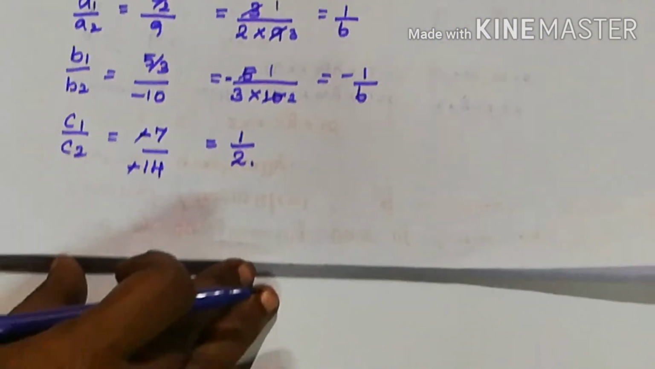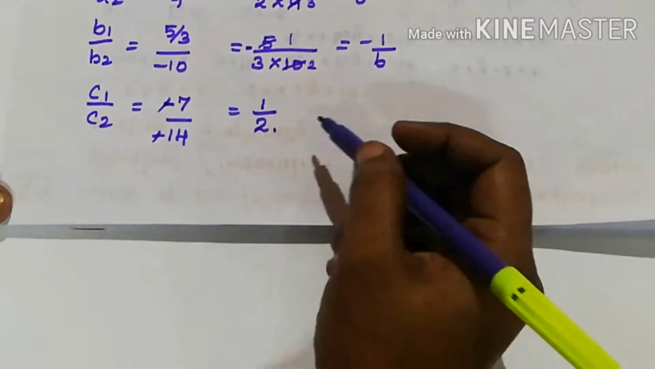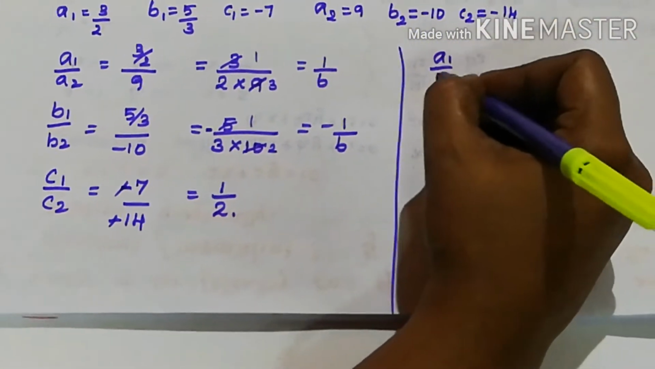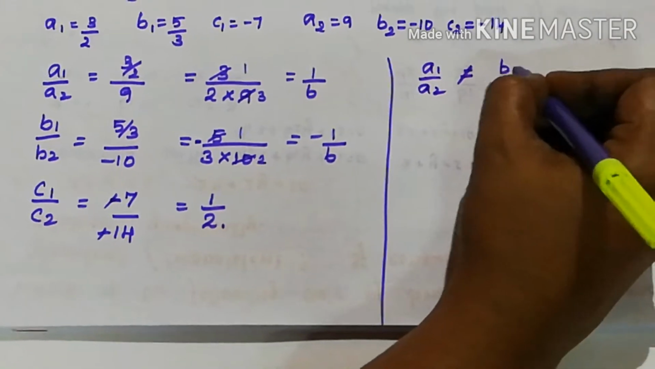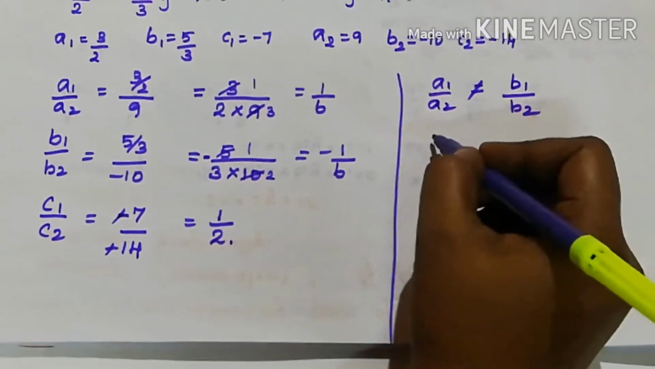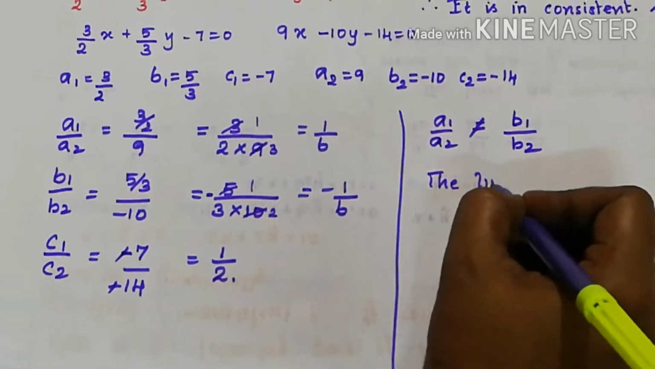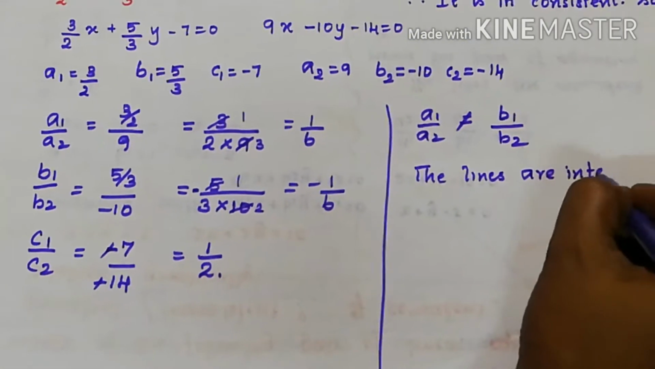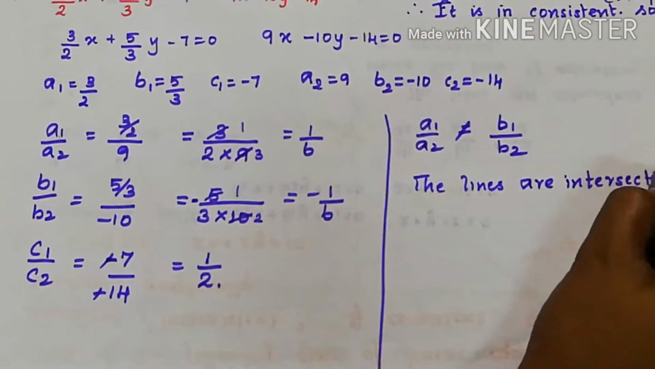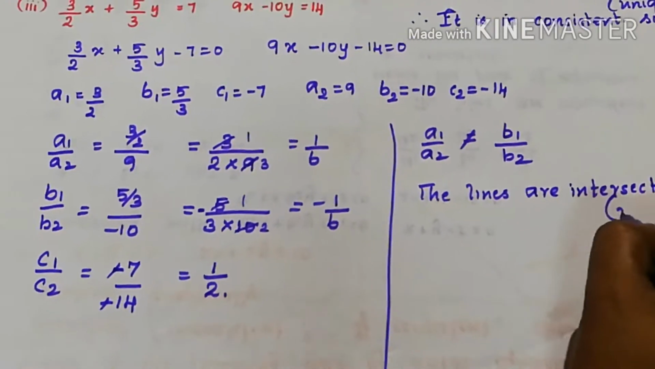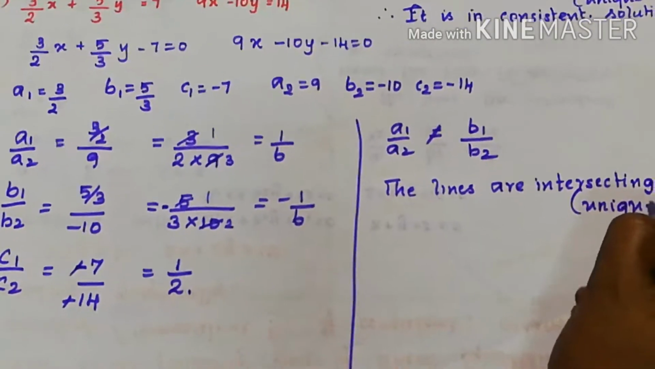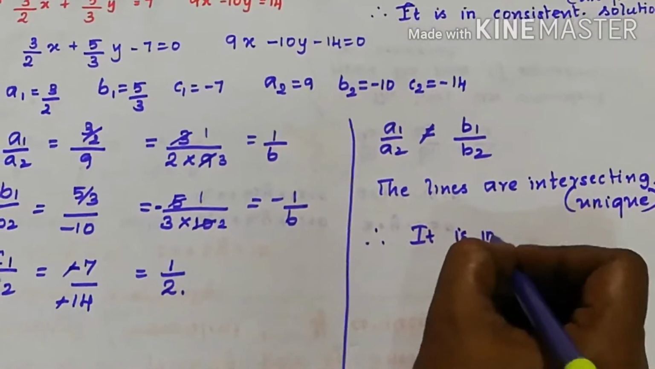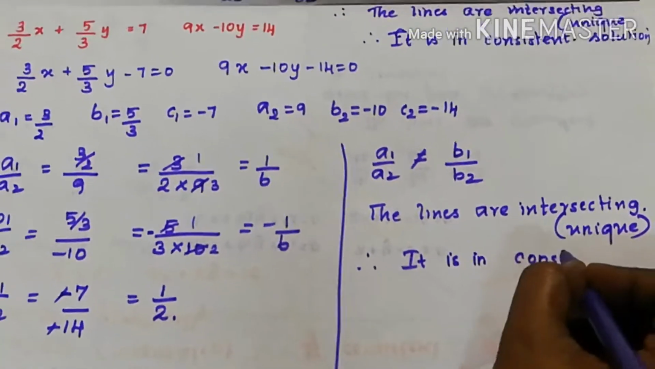So here again you compare the ratios. How are the values? Are they equal? No. So here A1 by A2 is not equal to B1 by B2. So same again like previous, the lines will be intersecting. That is, you have a unique solution. Therefore it is inconsistent. Therefore the given pair of equations is inconsistent.